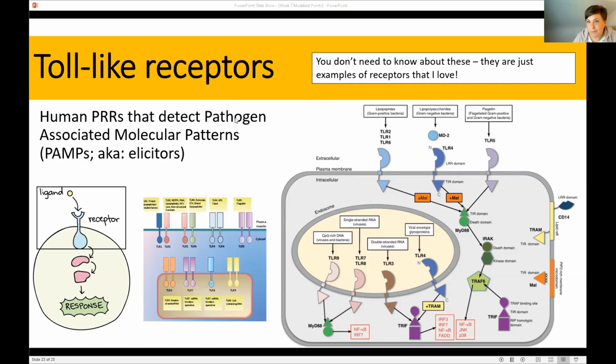So in that plant lecture, we talked about the fact that plant pathogens or disease-causing organisms have components called elicitors. But when we talk about human immunity, we typically talk about what are called pathogen-associated molecular patterns, or PAMPs.